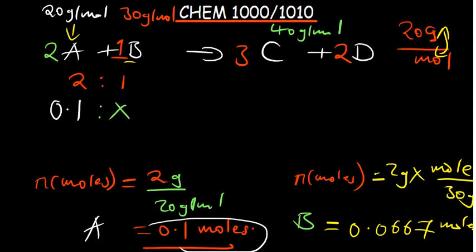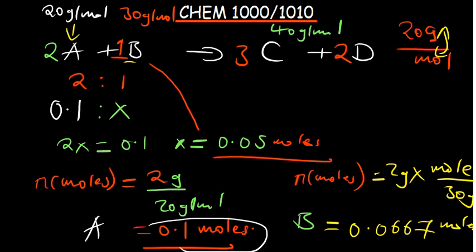So I'm going to have 2x being equal to 0.1, and after dividing, my x is going to be what? 0.1 divided by 2 is going to give us 0.05, right? Are we together? So we're going to have 0.05 moles. So now these are the number of moles of B that are required by 0.1 moles of A. Get that point clear.